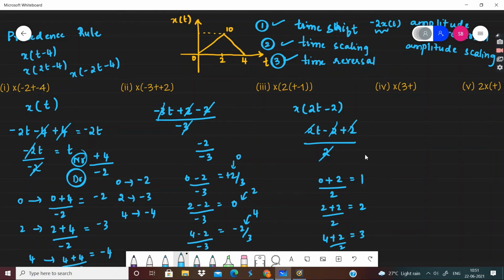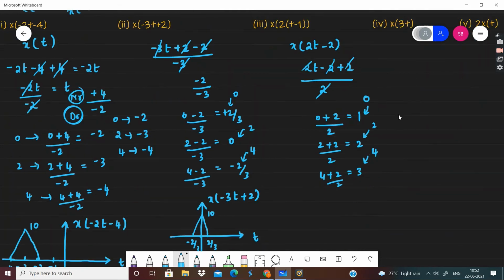So the signal where 0 is there, it will be replaced with 1 now. For 2 it is anyway equal to a value of 2 itself, and for 4 it is equal to a value of 3 now. So instead of 0 I will have 1, instead of 2 I will have 2, instead of 4 I will have 3. So let me plot that particular signal.